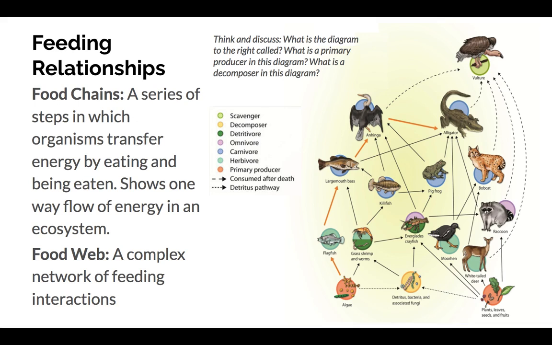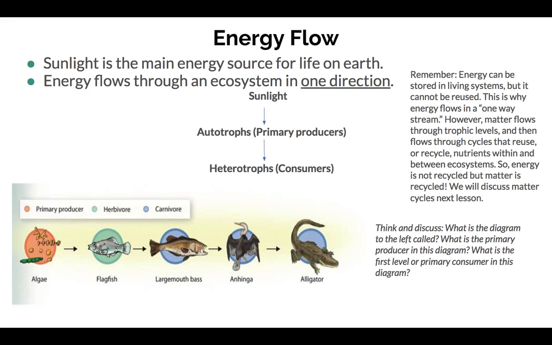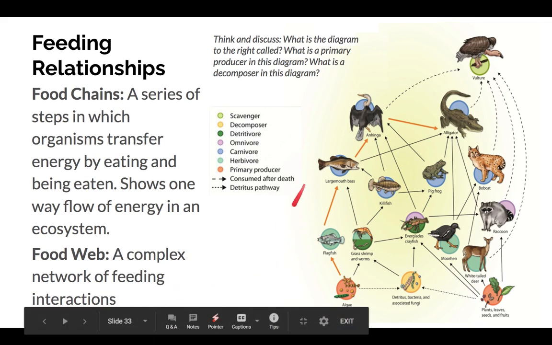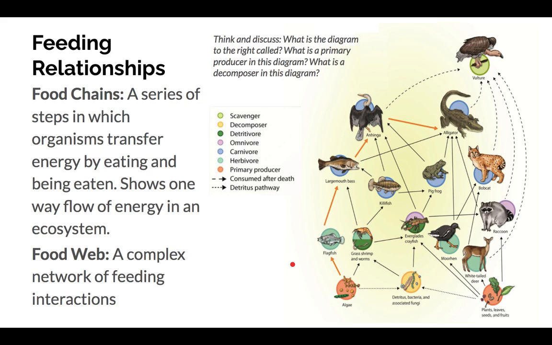Now, for feeding relationships, food chains are a series of steps in which organisms transfer energy by eating and being eaten. It shows the one-way flow of energy in an ecosystem. So on this last slide, remember, we just saw this food chain. Okay, now food webs, here to the right, this is a food web. And food webs are complex networks of feeding interactions. So here we are thinking, what is the diagram to the right called? We just answered that, that's a food web.